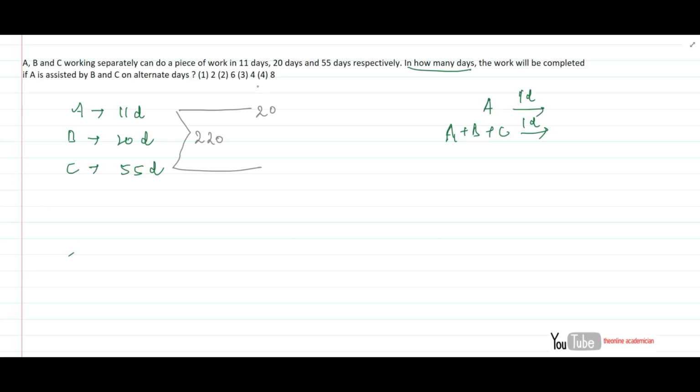Here it will be 20. It will be 11 and it will be 4. Now we know A in one day does 20 units of work, and A plus B plus C in one day does the work. If we add this 5, 35, so it is doing 35 units of work. So in 2 days they do 55 units of work.